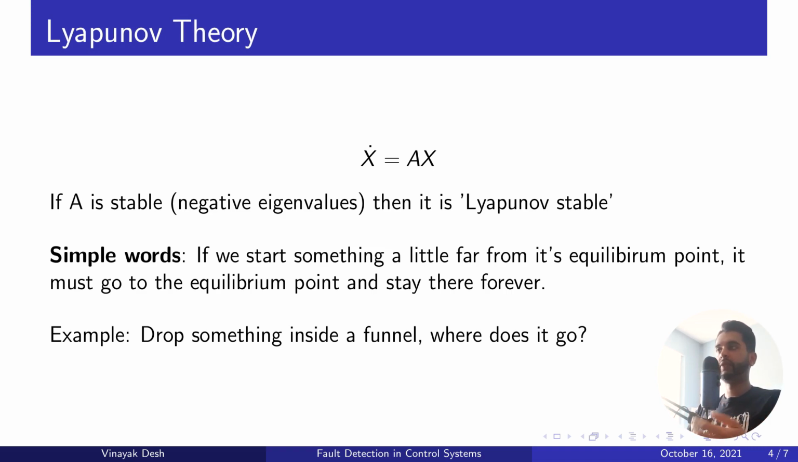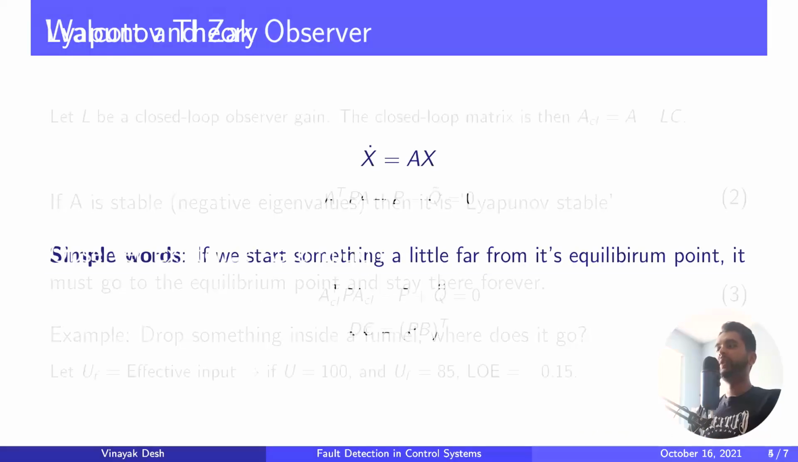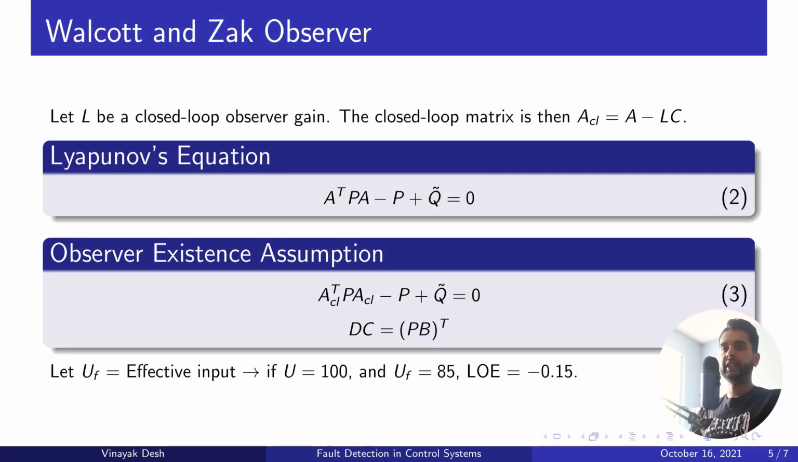So you have some principles here for the Walcott and Zak observer. You define the matrix L, A minus LC. L could also be the steady state Kalman filter gain. And you use equations 3 and 4. Q has to be positive semi-definite or positive definite. And DC is equal to PB transpose. Matrices C and B are from your system, and P and D are from your observer. So you get these and you define it.